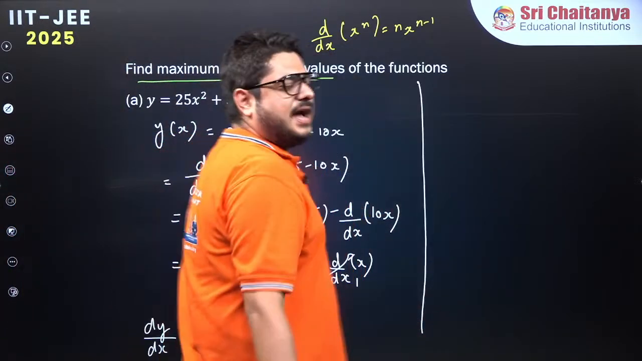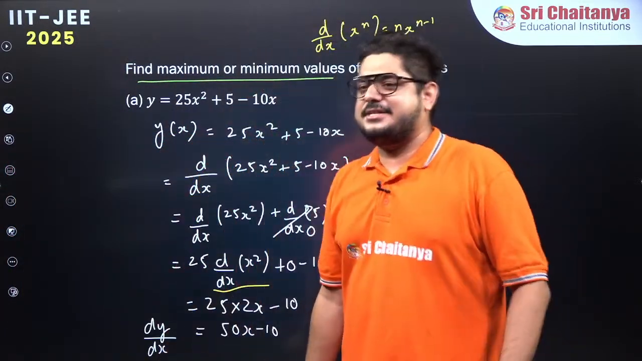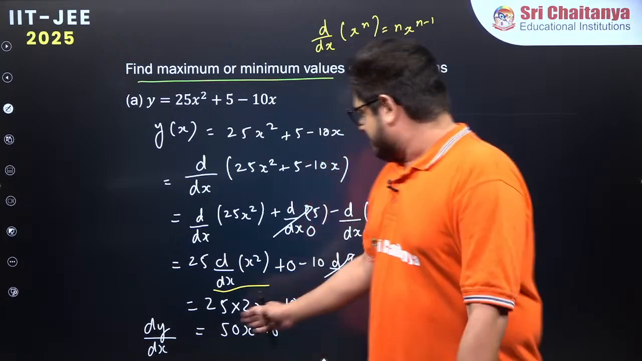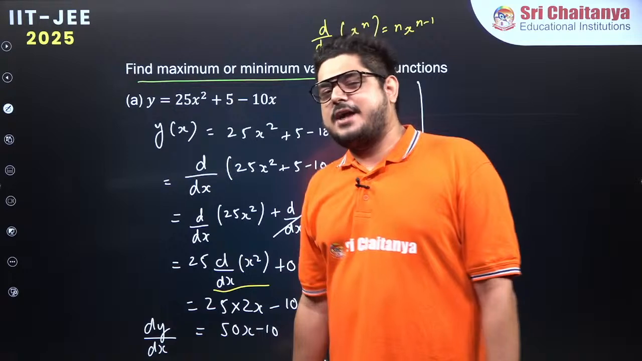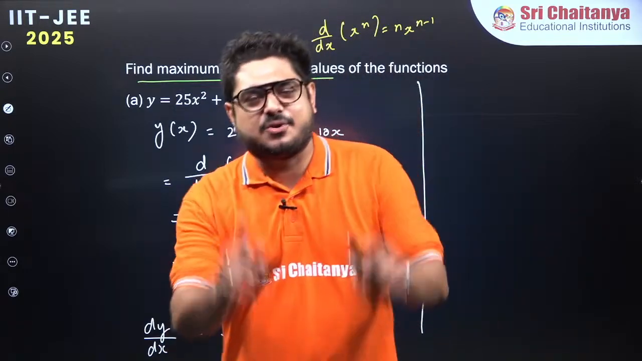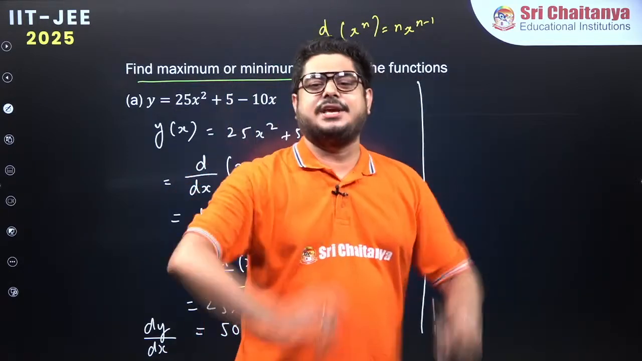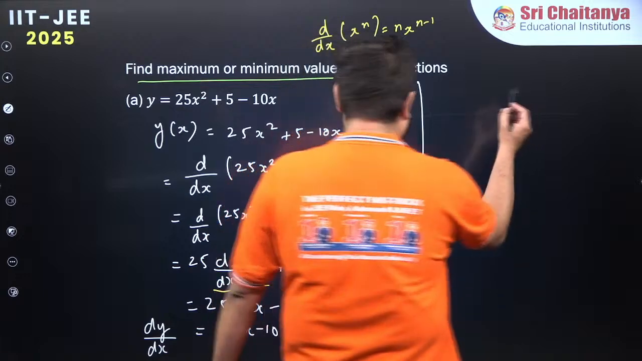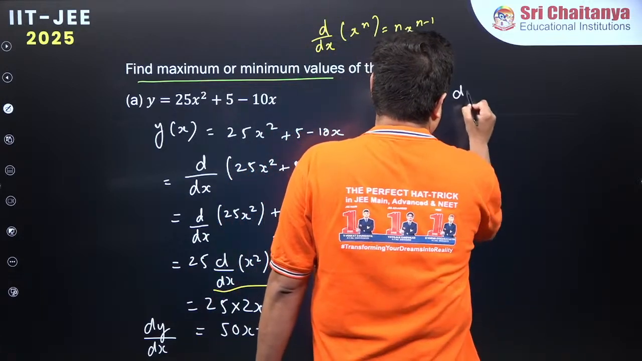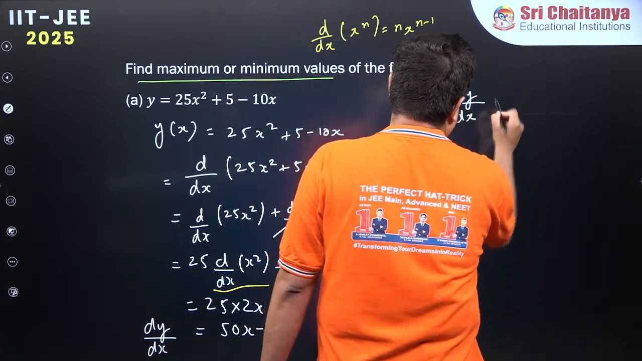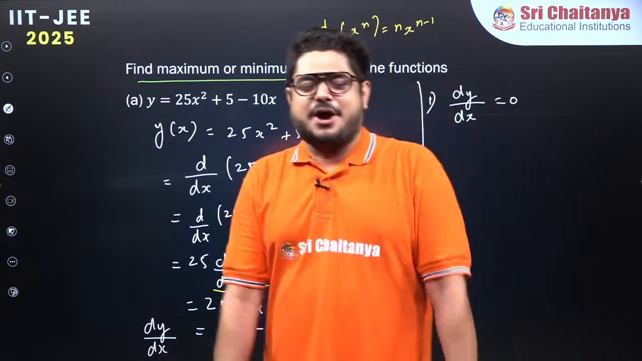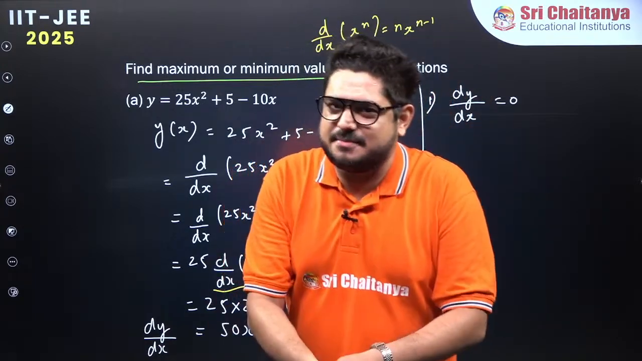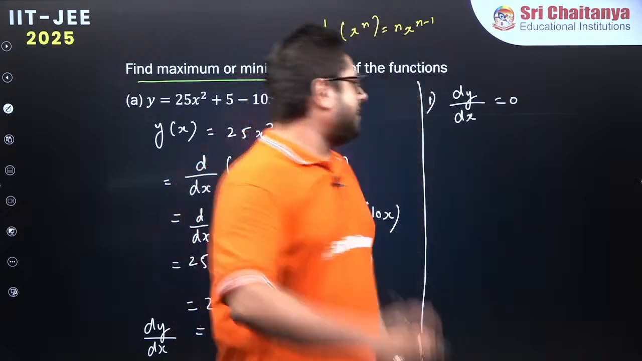Great. Now what needs to be done? I hope it's clear. 50x minus 10, I will be getting it over here, isn't it? So now what needs to be done? We need to equate dy by dx with 0, isn't it? So I will write it down over there that equating dy by dx with 0. This is the first step, the first step which you are going to be taking to find out maxima and minima. So equate dy by dx with 0.